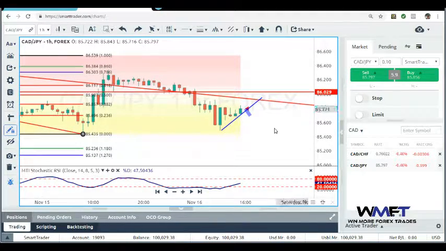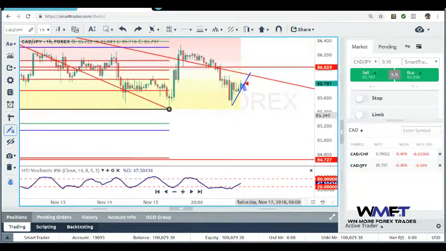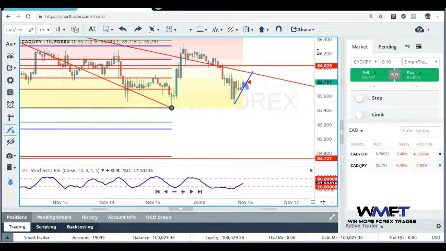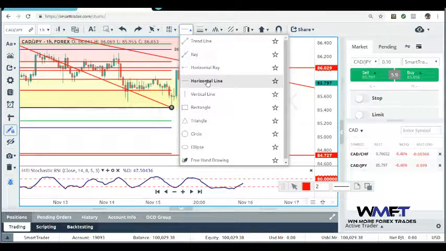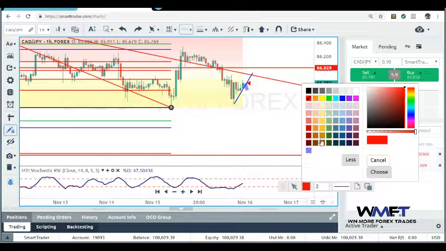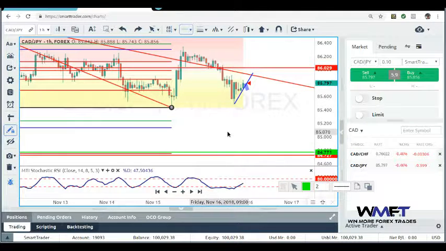And our take profit is going to be the D extension. Your take profit will be 5 pips above your take profit. So 84.72, that would be 84.77. So there's your take profit.